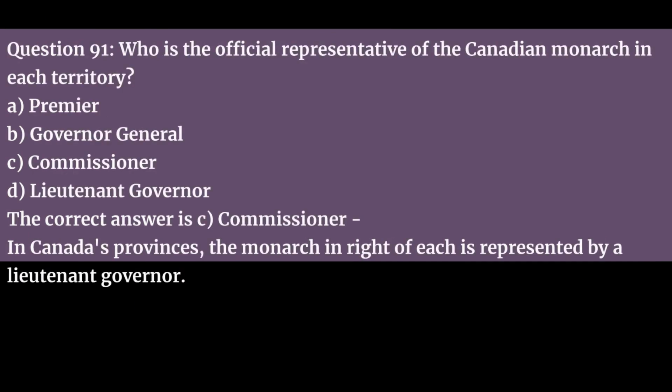Question 91. Who is the official representative of the Canadian monarch in each territory? A. Premier, B. Governor-General, C. Commissioner, D. Lieutenant Governor. The correct answer is C. Commissioner. In Canada's provinces, the monarch in right of each is represented by a Lieutenant Governor.